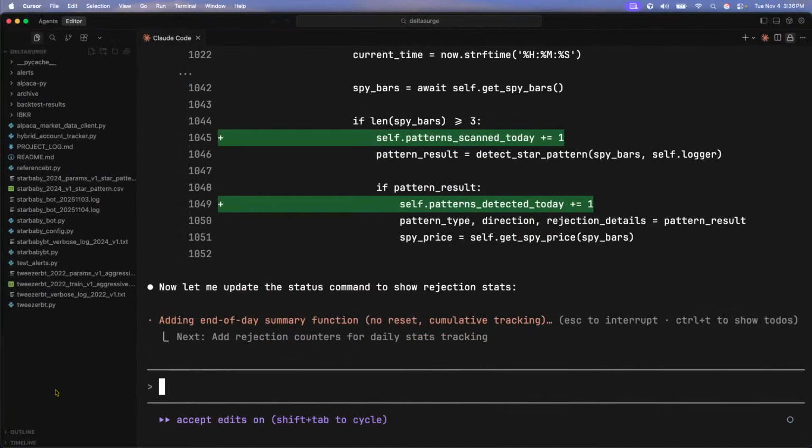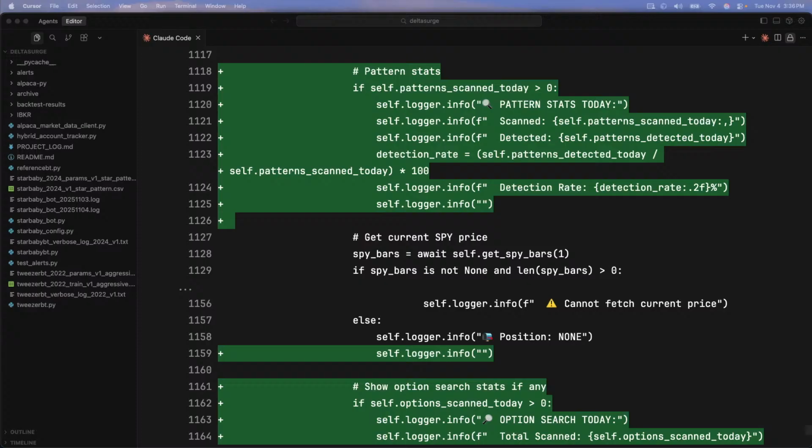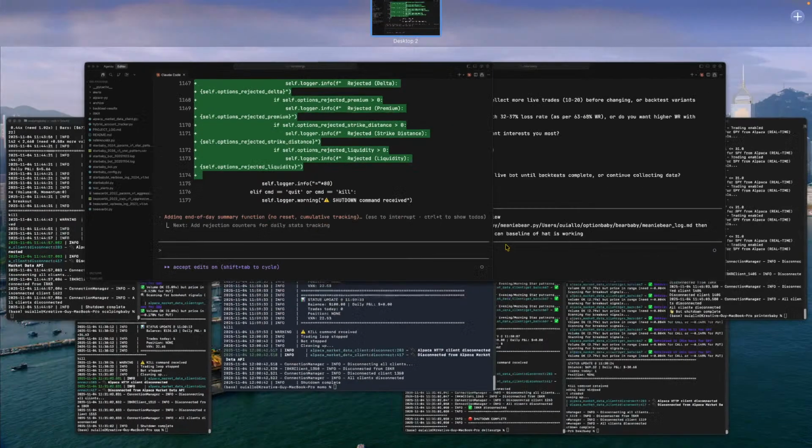I gotta remember that hitting the up and down arrows brings up the previous message. I didn't know that until now. So I'm gonna let you keep going.